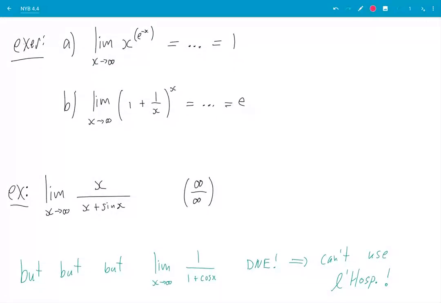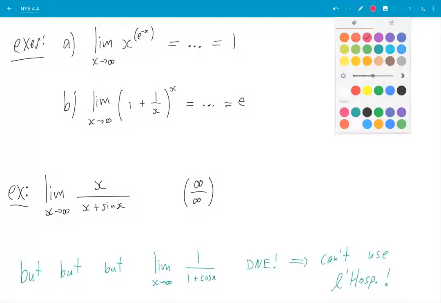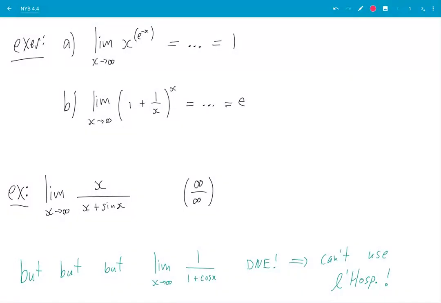Okay, this example is a kind of a warning to you. 99% of the time, let's say, if you have infinity over infinity, L'Hopital's rule will be right as rain. But 1% of the time, something strange happens. In this case, if you take the derivative of this, you get 1. Derivative of this, you get this. Okay, this limit does not exist though.